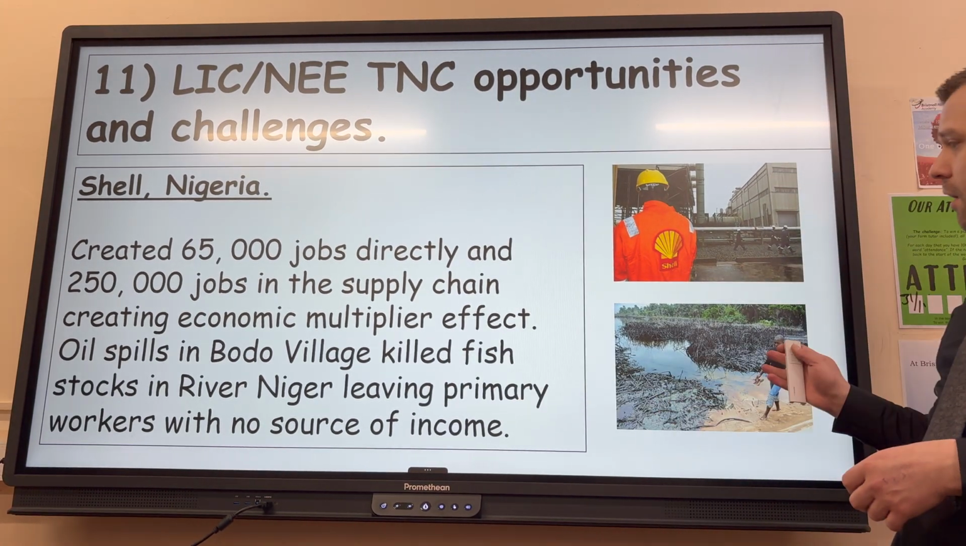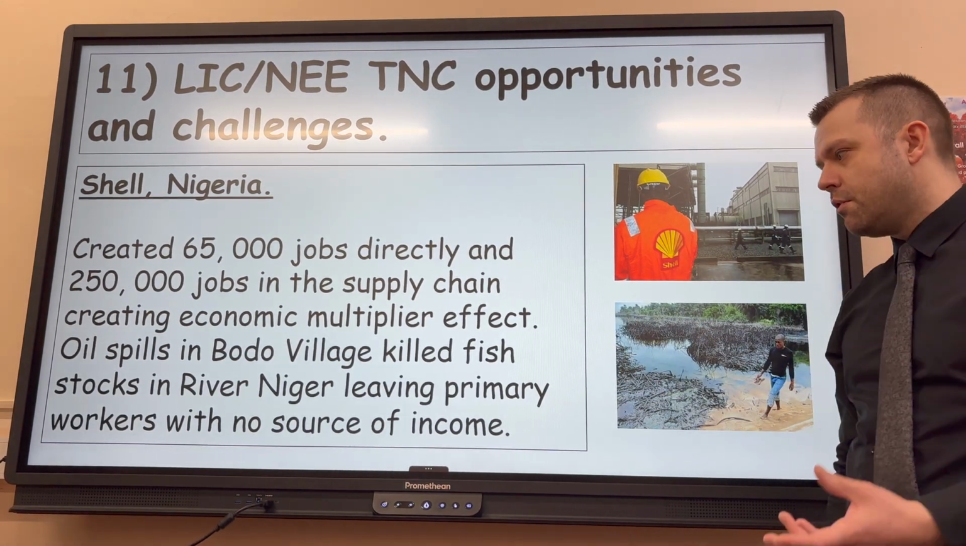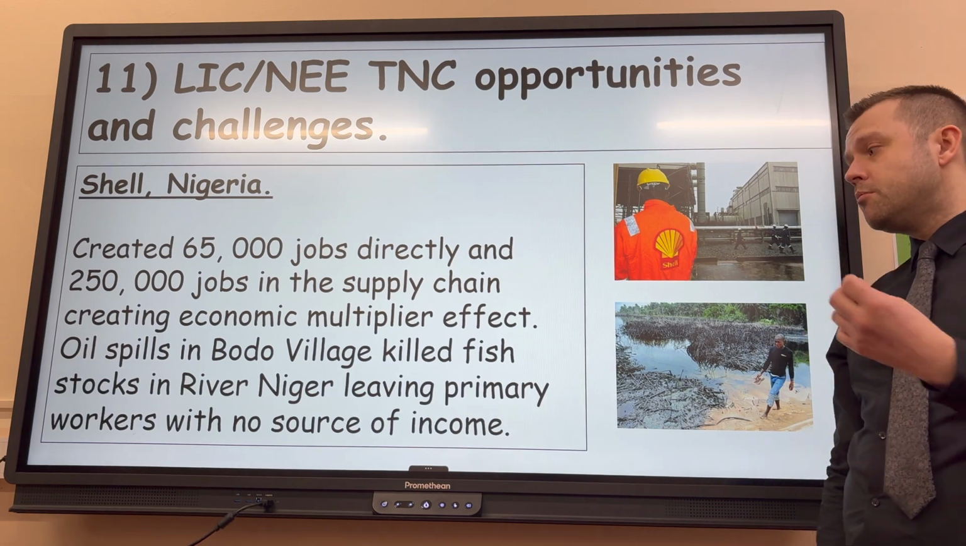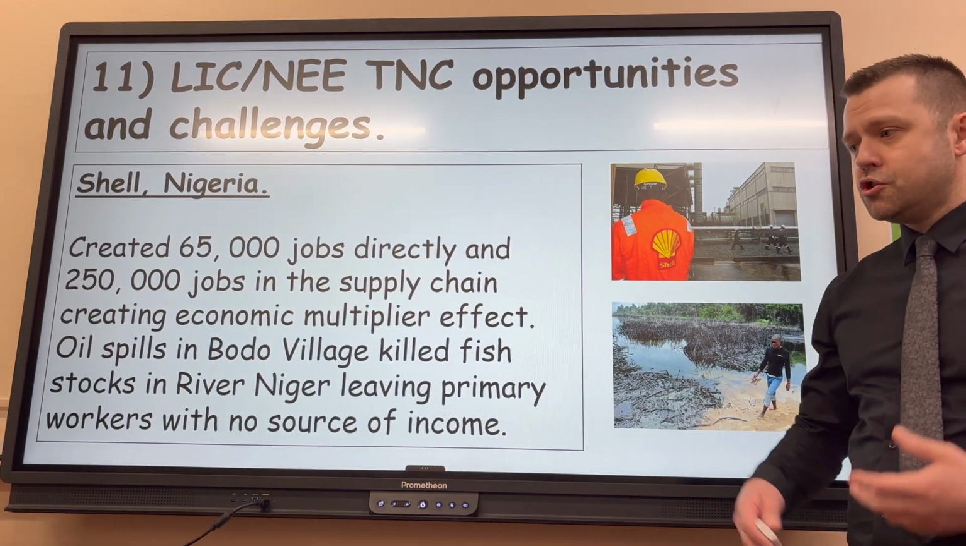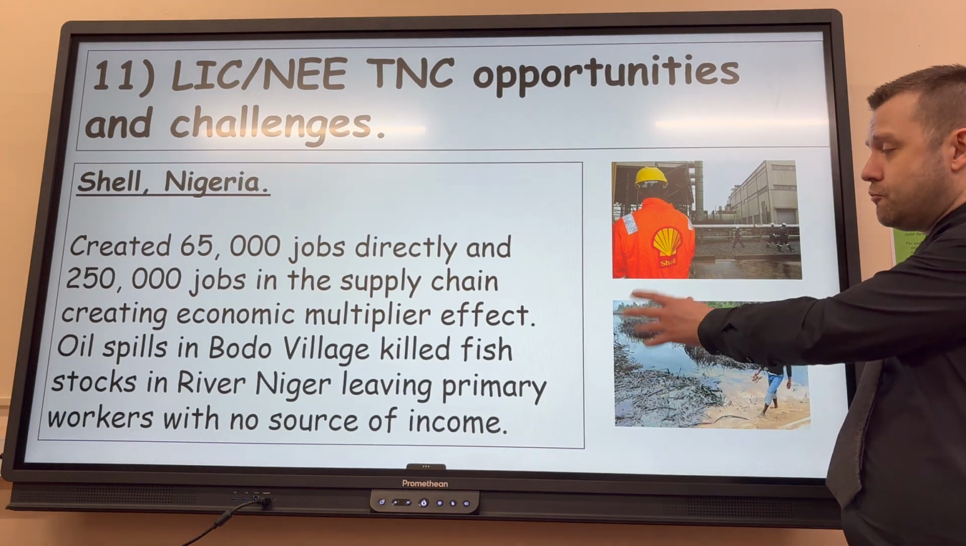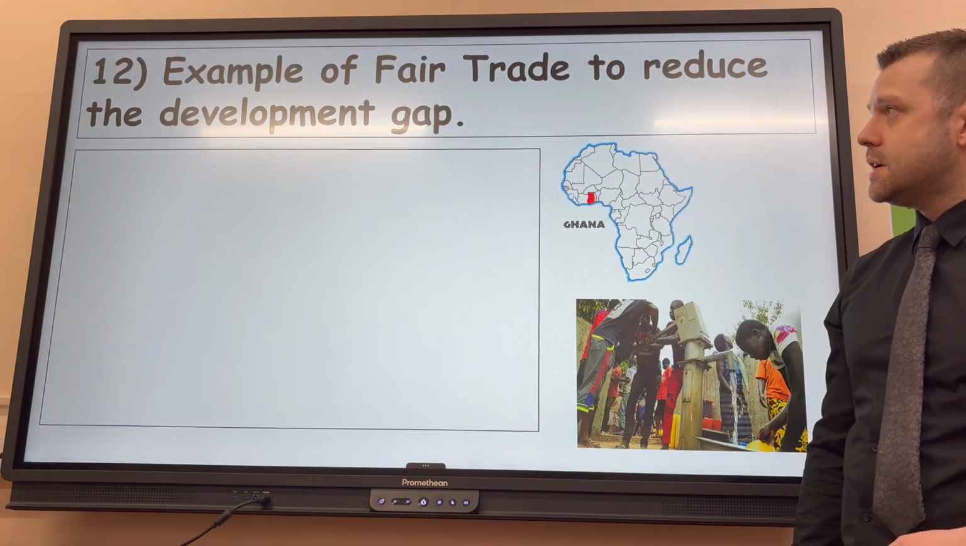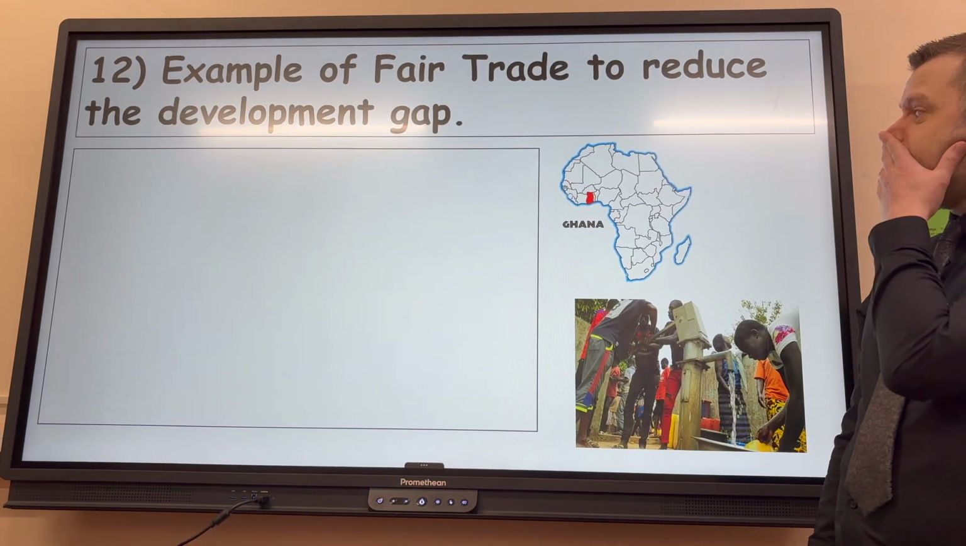For example, the oil spills in Boldo village killed fish stocks in the River Niger, and this meant that primary workers have got no fish to fish, they've got no source of income, and in extreme cases, people who drank this water have actually succumbed to death and died. Pretty challenging.